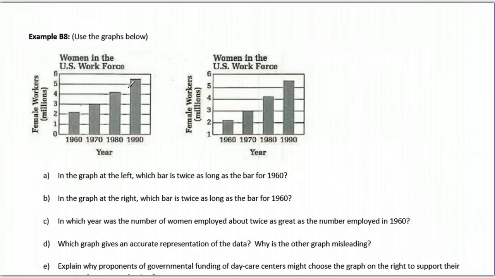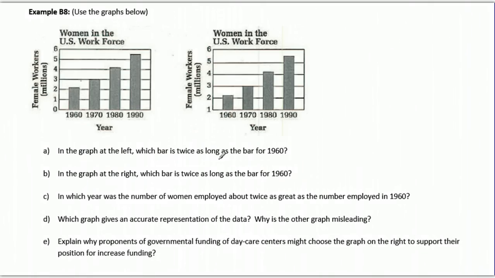Let's go to the next one. We have 2 graphs. In the graph on the left, which bar is twice as long as the bar for 1960? And we're looking at the number of women in the U.S. workforce and the number of workers in the millions. So in the one on the left, we have the bar for 1960, and that goes up to about 2 million, and twice as high as that, so this is 2 notches high, twice as high as that would be this one, the 1980 bar. So which one is twice as long? 1980.